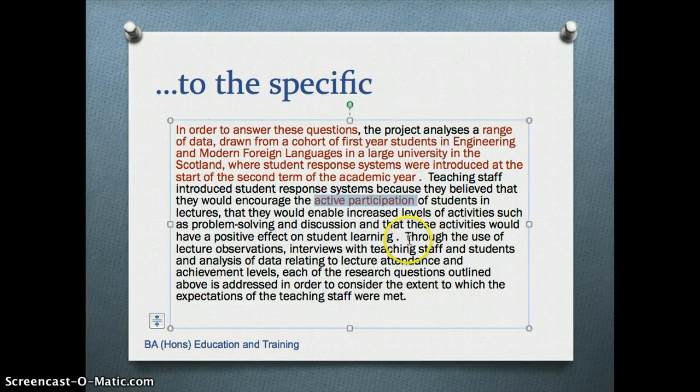Okay, and then down here, just to end this paragraph, we find the particular research methods that were going to be used in order to carry out the project. So we've got some real specifics here that take us from the general question to the particular approach that was taken to the research. Who was involved, what were they expecting to find out, and what particular methods were used in order to find out that information.